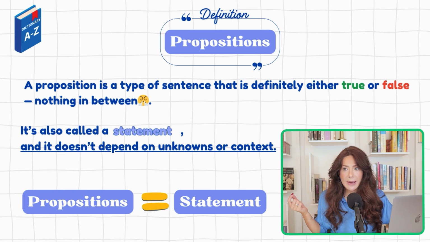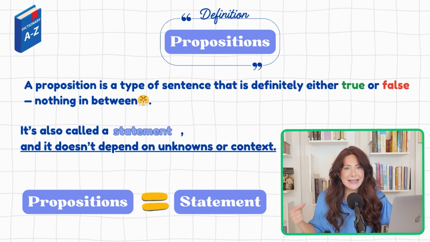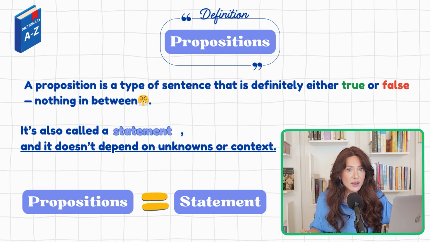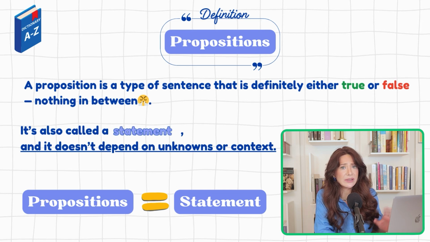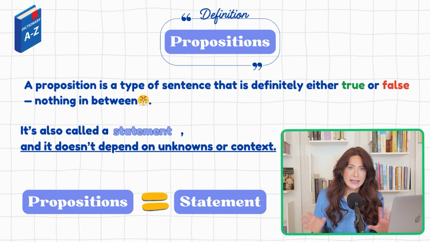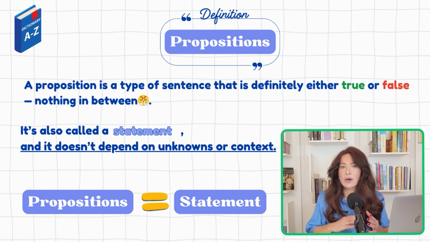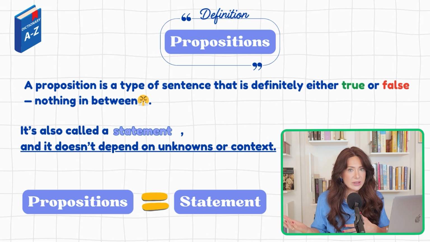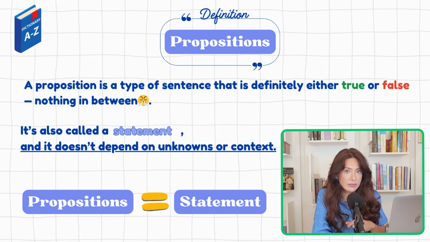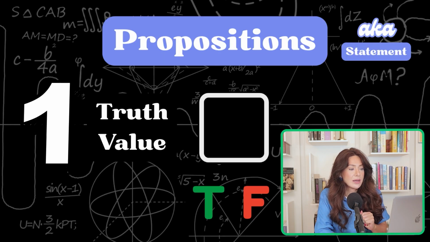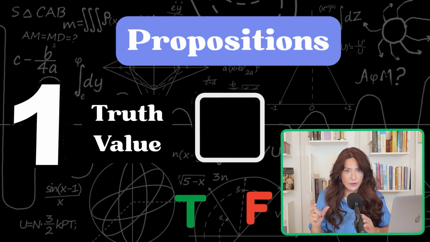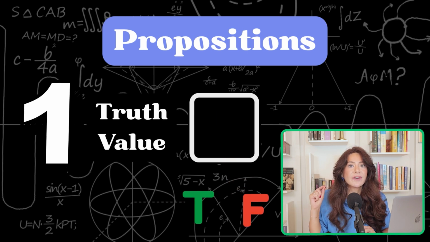So if you think about it, how many sentences that you use during the day are statements, aka propositions? Very few, because most sentences don't lend themselves to being judged as true or false, right? Also, other textbooks call it a statement. Some textbooks go back and forth, proposition or statement, they call it both. And it doesn't depend on unknowns or context. So, as we just said, it can be one thing, true or false, not both. So it has a truth value.